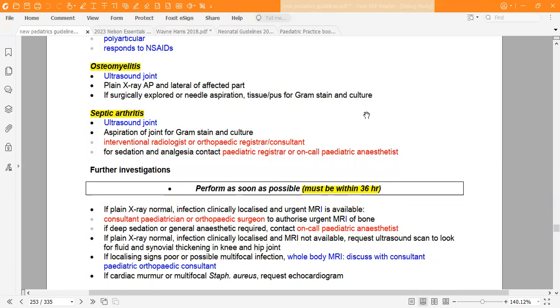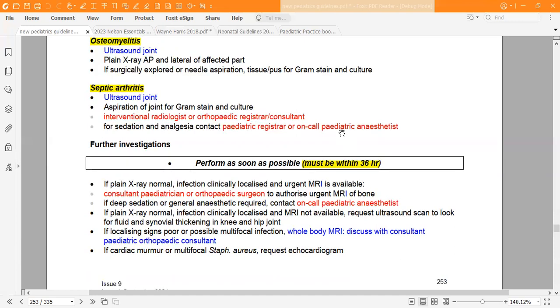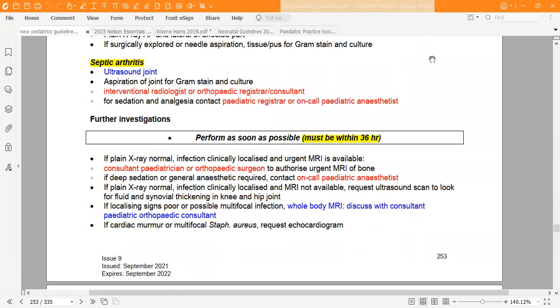For sedation and analgesia if needed, pediatric registrar or on-call pediatric anesthetist. Okay, so keep these names in your mind. It's very important to know what your job is and what the other team's job is. Okay, further investigations.